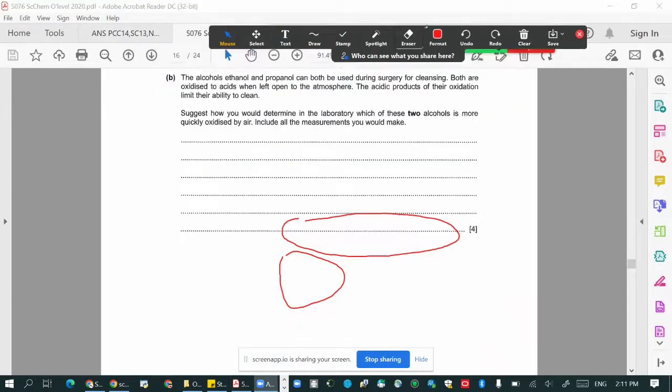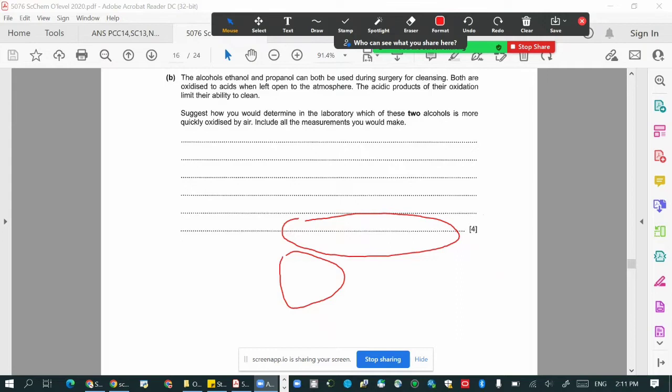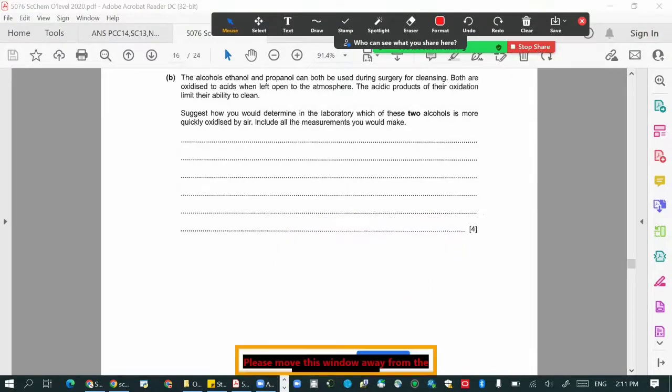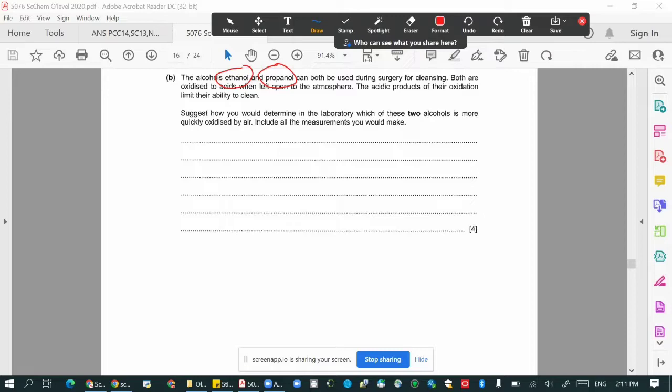Okay, so this is 2020 O-Level paper 3 question 5b. The alcohols ethanol and propanol. So there are 2 alcohols here. One is ethanol, the other one is propanol. Can both be used during surgery for cleansing. Both are oxidized to acids when left open to the atmosphere. The acidic products of their oxidation limit their ability to clean.